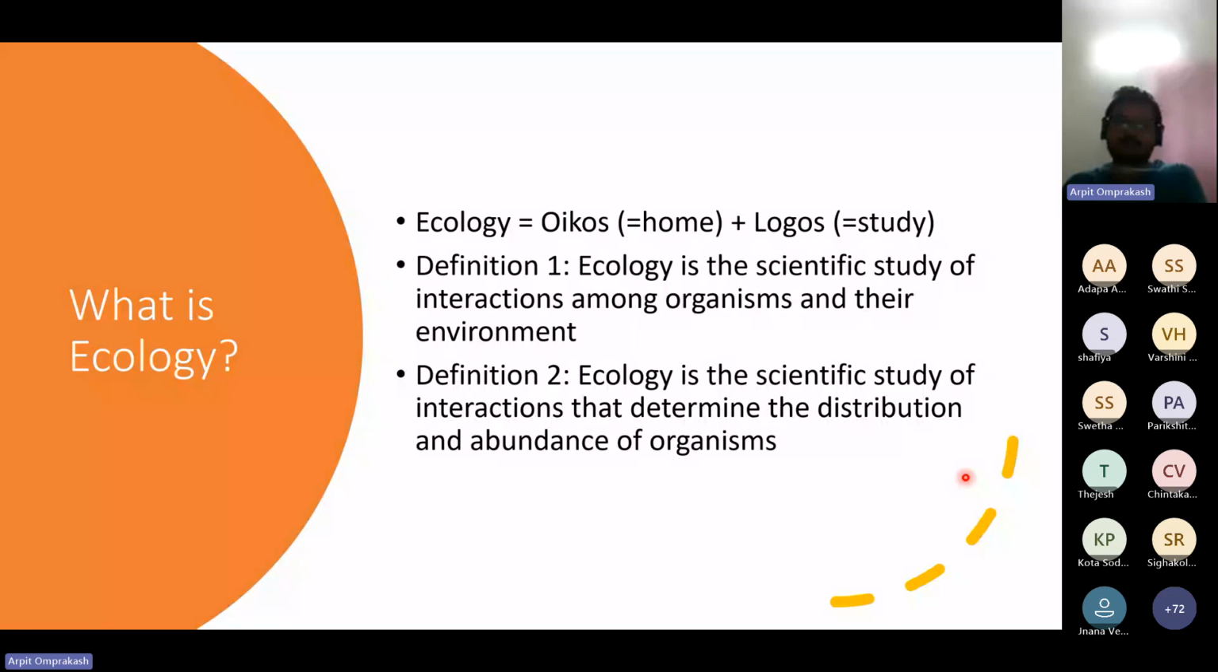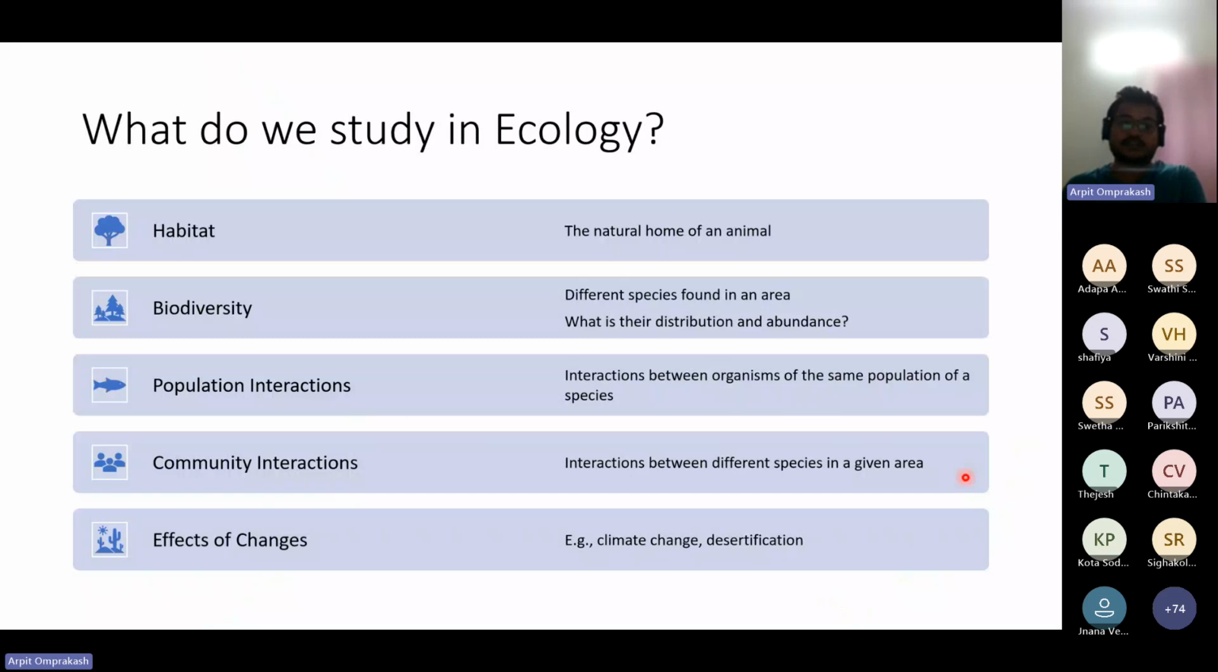So what do we study in ecology? There are a lot of different things that we study in ecology. The first is habitat, next is biodiversity, population interactions, community interactions, and effects of changes. We'll go into each of them.